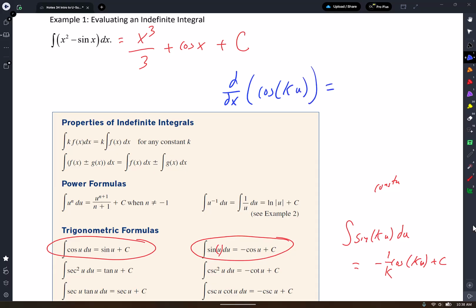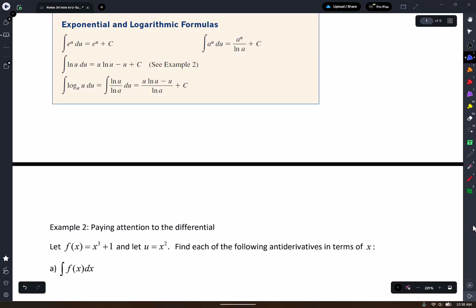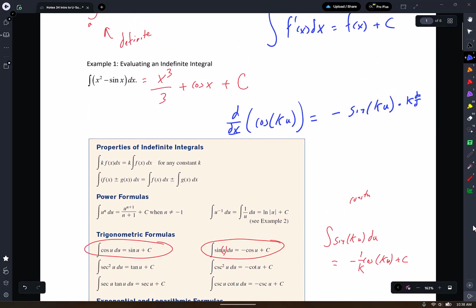Let's take the derivative of that. The k is a constant. What's the derivative of cosine? Negative sine, and I keep the inside the same, times the derivative of ku, which is k du/dx, because I'm taking it with respect to x. You know what, I'll make it d/du so it makes life easy for everyone. So it'll just be k. So I have a negative k sine of ku.